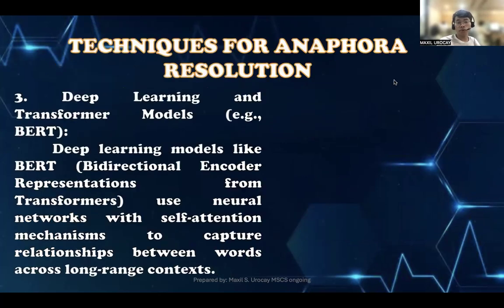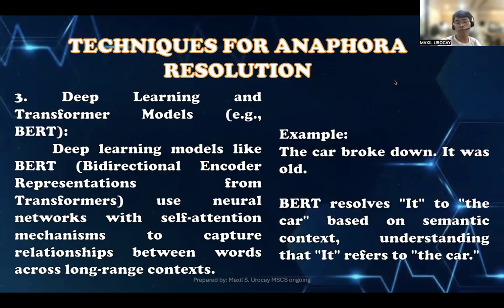Now, tactics for anaphora resolution. There will be deep learning, since we mentioned machine learning earlier. If machine learning won't work, you can delve into deep learning and transformer models like BERT. There will be enhanced BERT, and there are a lot of methods for deep learning models. In deep learning models like BERT, bidirectional encoder representations from transformers, we use neural networks with a self-attention mechanism to capture relationships between words across long range contexts.